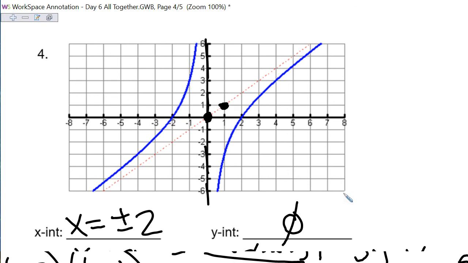Okay, so what do I do with my x-intercept? Factor them and put them in the top. So what would the two factors be for the numerator? X minus 2 and x plus 2. Doesn't matter which one goes first, because we're multiplying, and multiplying is commutative. It doesn't matter which one's first.